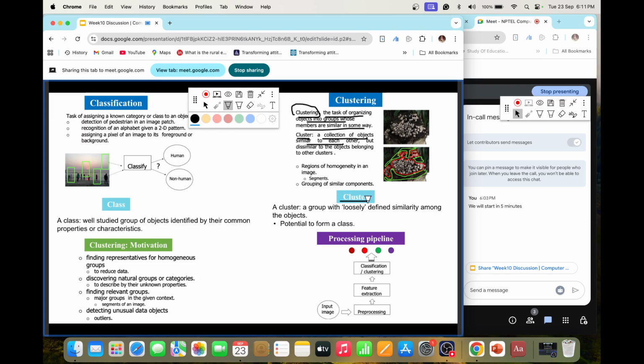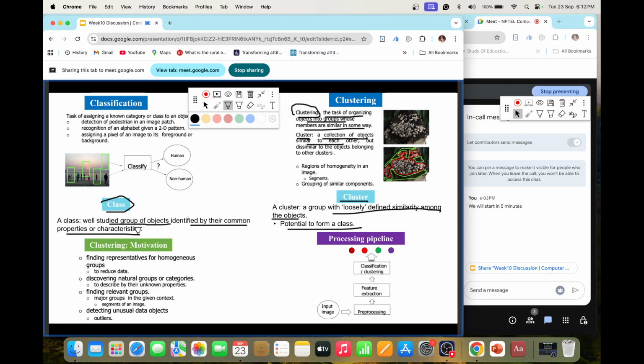What is a cluster? A cluster is a group with loosely defined similarity among the objects. A cluster has the potential to form a class. Whenever we talk about a class, a class is a well-studied group of objects identified by their common properties and characteristics. So I am summarizing again what is clustering and classification. You are given a basket and told to cluster it. What you will do, you will pull out the similar types of fruits, like red color fruits, and cluster them in one group.